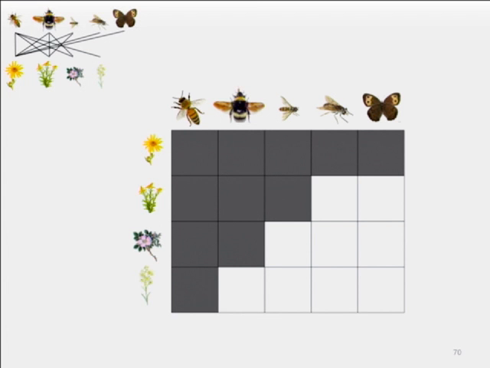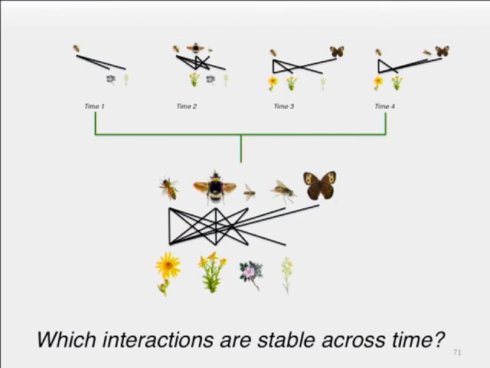A useful way to visualize these networks is in a nested matrix organization where we have plants sorted top to bottom by their generalization, while simultaneously sorting pollinators left to right by their generalization, such that we have interactions packed into this top left corner, which I'll call the core of the nested network, which represents generalists interacting with generalists, and specialists interacting with generalists. And we tend to not find as many specialists interacting with specialists.